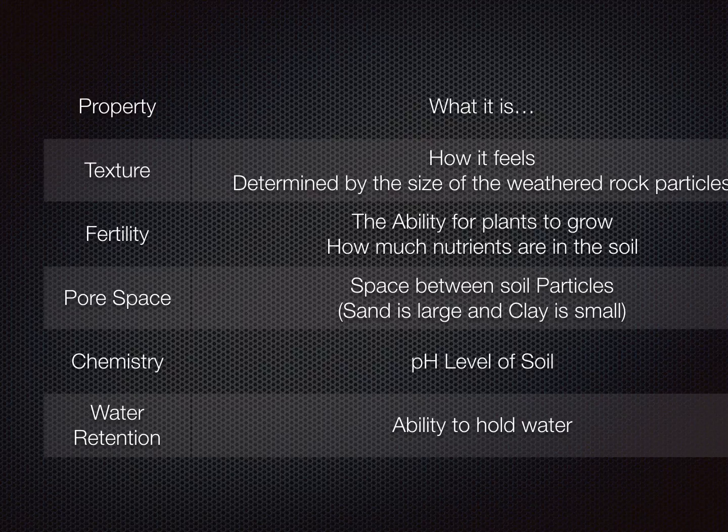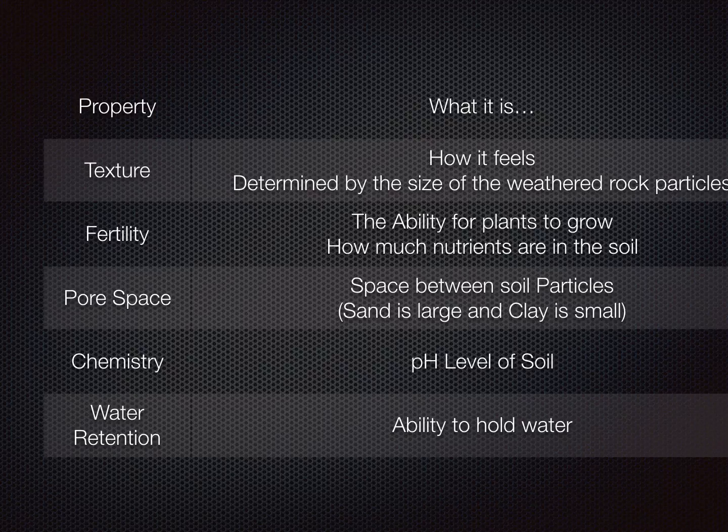Pore space talks about the space in between soil particles, sand being the largest and clay being the smallest, which means when rainwater falls on it, water will run right through sand. However, it will not run right through clay. It'll get stuck and hold in the clay. That's why clay is typically wet.